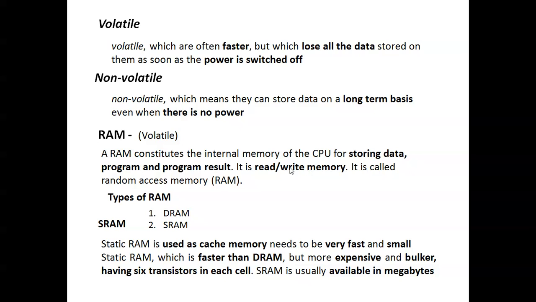Static RAM is used for cache memory. It is very fast and small in space, and it is faster than dynamic random access memory. Static RAM is more expensive. One cell is the unit, and the combination of cells is a memory block. One cell contains six transistors, so that's why it is very expensive and faster. SRAM is available in megabytes only because its cost is more.